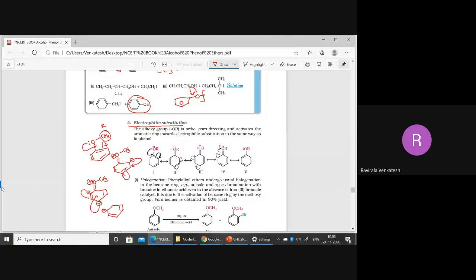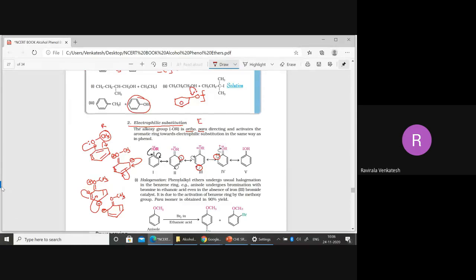Here negative character, double bond, OCH3. Now, where are we getting negative character? On which positions are you getting negative character? Ortho and para positions.